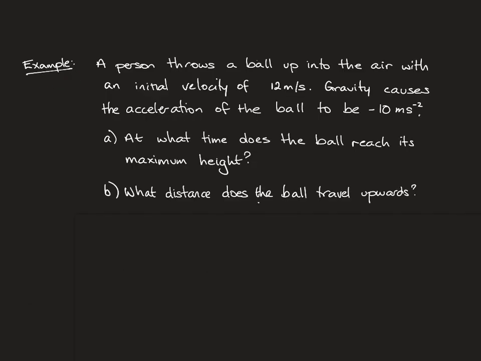And finally, one more example. A person throws a ball up into the air with an initial velocity of 12 meters per second. That's probably going to be important. Let's underline that. Initial velocity of 12 meters per second. Gravity causes the acceleration of the ball to be minus 10 meters per second squared. At what time does the ball reach its maximum height? And then what distance does the ball travel upwards?